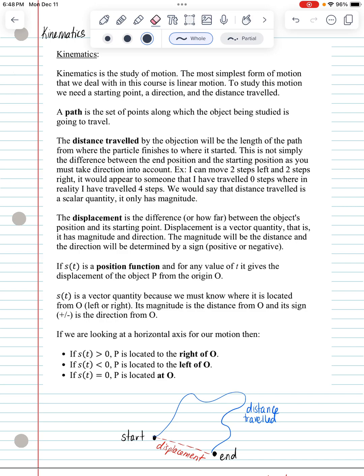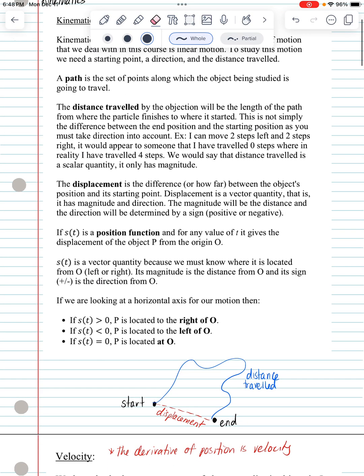And then we have the distance traveled. So that is the total length traveled after leaving the starting position. It is important because this is a scalar quantity, meaning that it has magnitude, or it is a numerical value, but there isn't a positive or negative to indicate the direction. Okay, so distance is never going to be negative. It's just calculating the total length traveled.